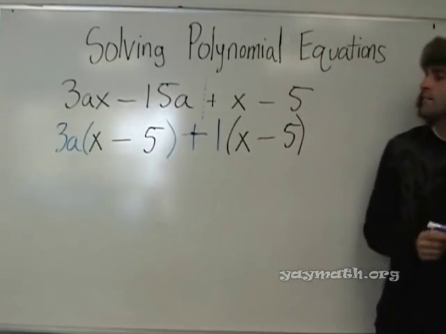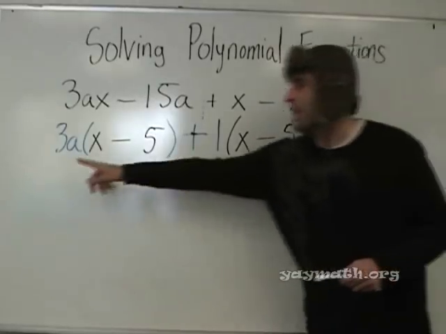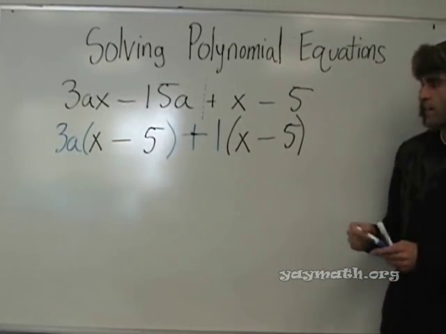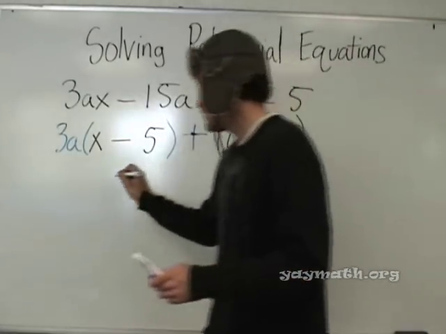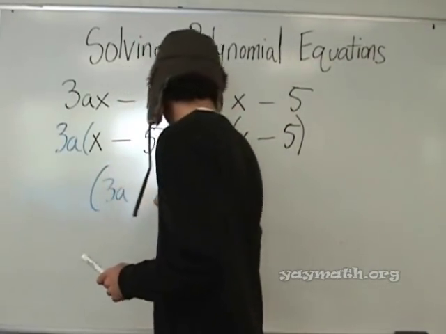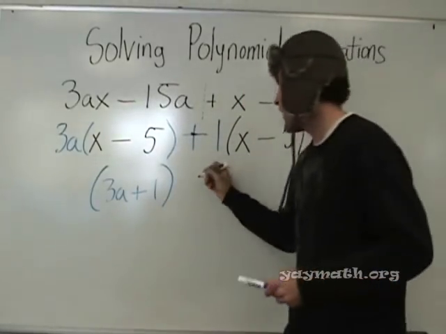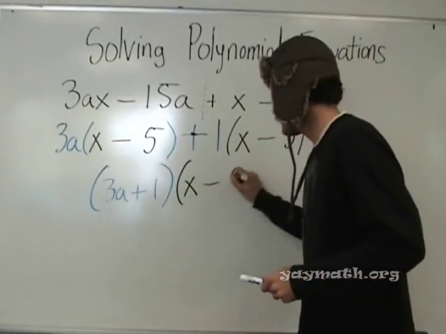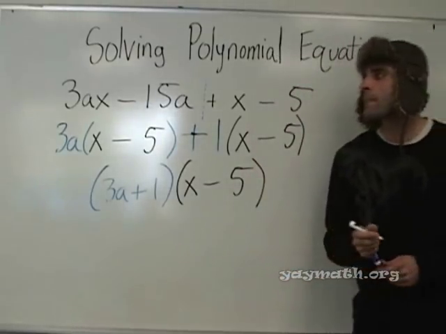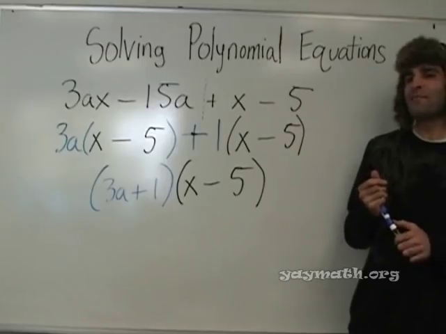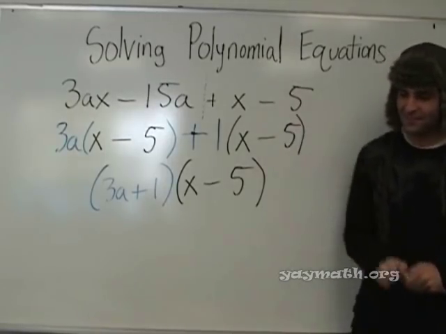Now, if you have 3a times x minus 5 and 1 times x minus 5, allow me to write the solution and then we'll talk. 3a plus 1 times x minus 5. Okay. That's great. No longer will we be upset with the math.